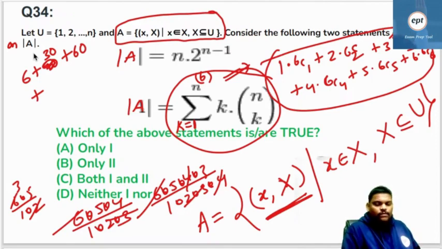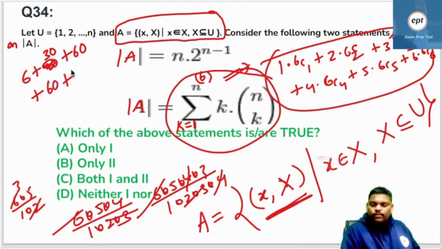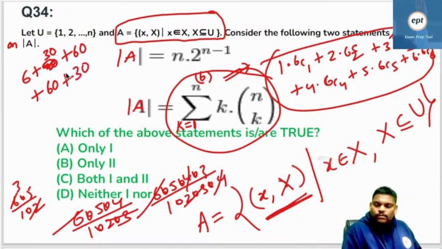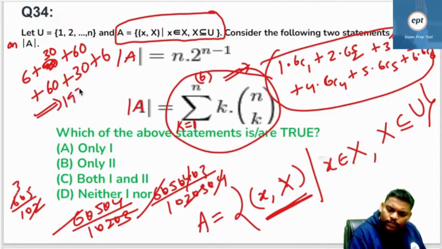23 is 60. So next one, 4 into 15, 60. 6c5 means 6c1, 30. So 6. 8, I think 192. This is also 192.